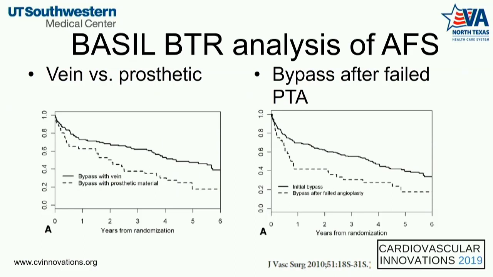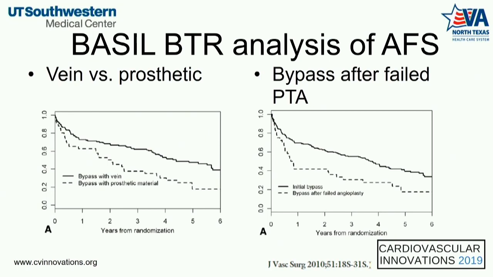But I think what we often take from the BASIL trial is actually the post hoc analysis or the by treatment received analysis, which was not the original intention to treat analysis, but it's important to look at these also. And this tells us that vein works better than prosthetic, which was nothing new. But in BASIL, as is in the design for BEST-CLI, about 25% of patients received a prosthetic graft. But the thing that we often take away from BASIL is that in the patients who had a bypass after failed endovascular therapy, they seem to have worse outcomes overall.